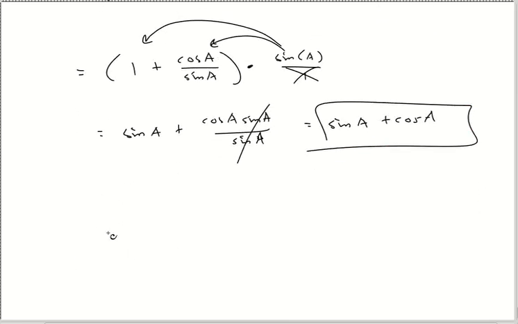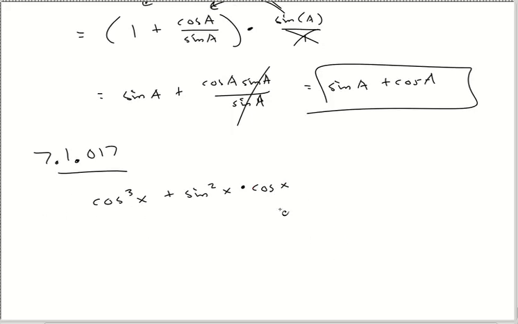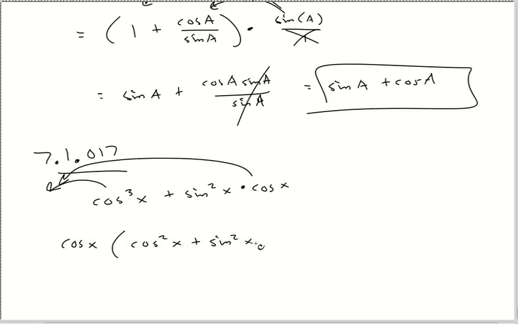Next. 71017. I've got cosine cubed x plus sine squared x times cosine x. They want to simplify this thing. Well, first off, I want to factor out one of these cosines to the front, leaving behind a cosine squared x plus a sine squared x.